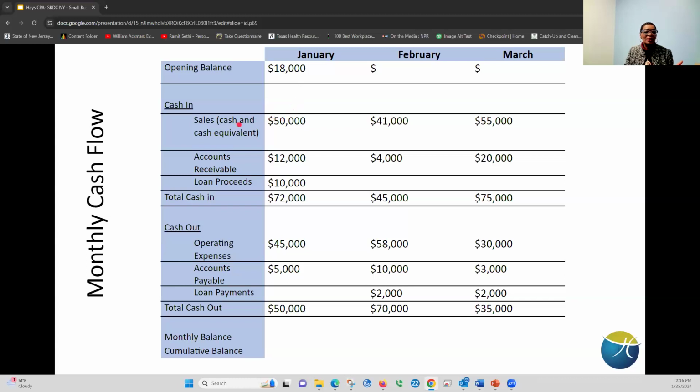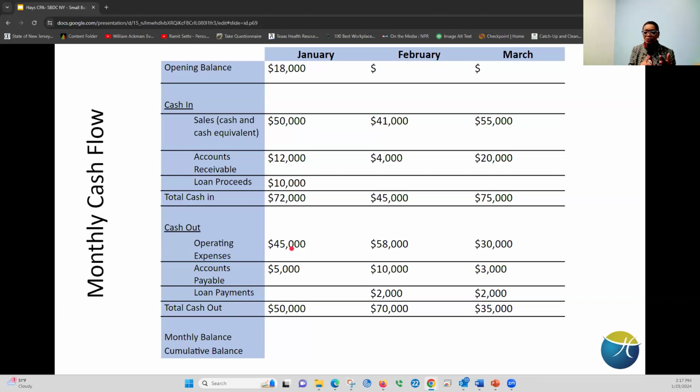So for the year, they sold and they collected from their customers $50,000. They sold some services or products that they did not get paid for, so they have 12,000 in accounts receivable. They got money in from the bank, right? So they got a loan, they got 10,000. So the total cash in is $72,000, or rather they collected, this is accounts receivable collection. And so they got total cash in of $72,000.